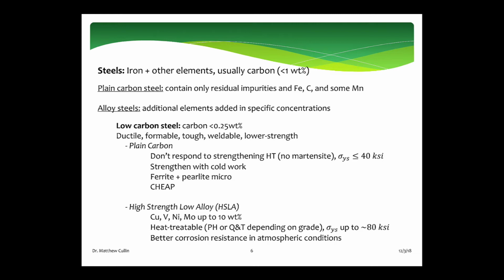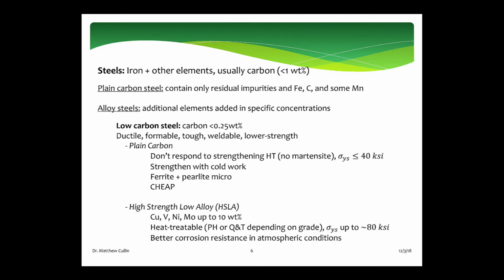So first we'll talk about our steels, and that's iron plus some other elements. Usually we're dealing with less than 1 weight% carbon, except in really unusual high carbon steels. Plain carbon steels, it's iron, carbon, we have manganese, and then residual impurities. And so the manganese is generally balanced with the amount of sulfur impurities that are in there.